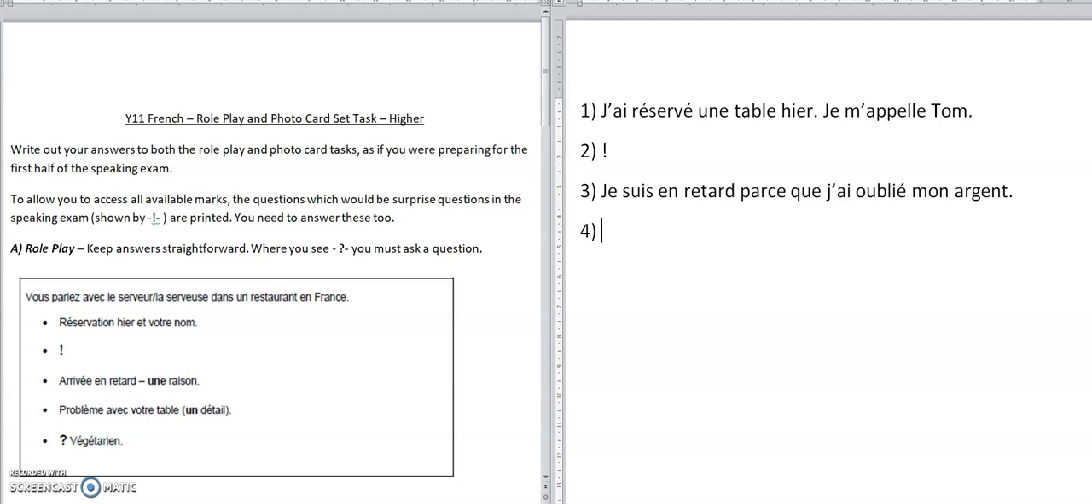Problème. There's a problem avec votre table, with your table, and you only need one detail. So state it. Say, il y a un problème. Il y a un problème avec ma table. State that you know what you're doing. What is this problem? Let's keep it simple. C'est trop petit. It's too small. That's a problem with my table.